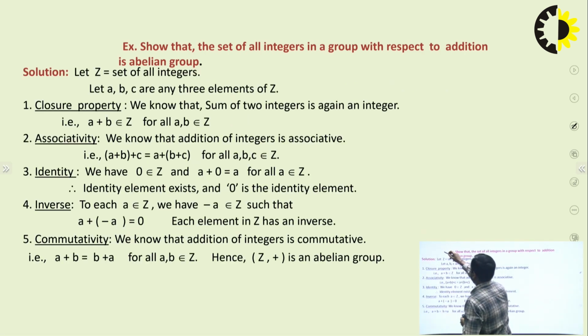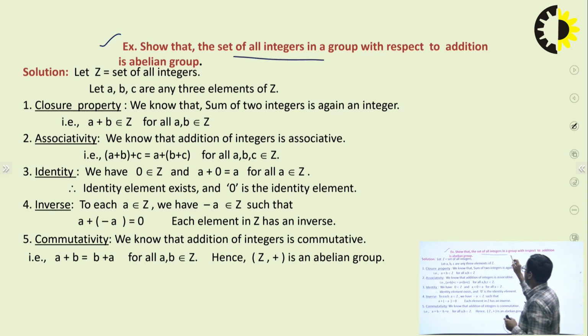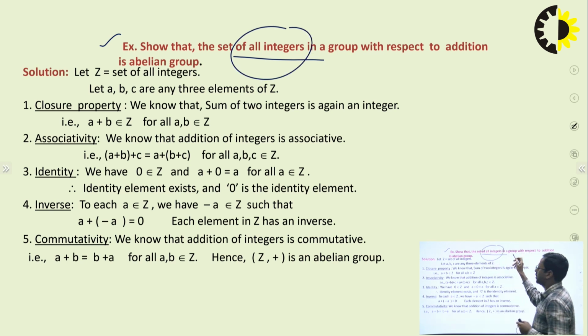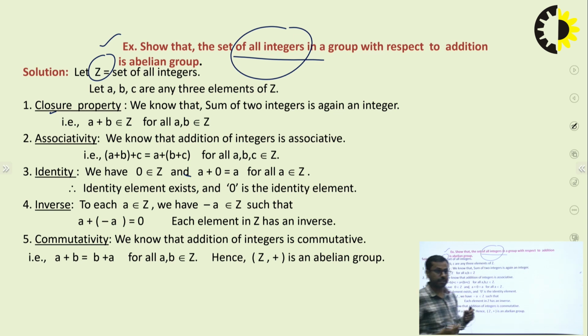Okay, this is a very important question: show that the set of all integers in a group with respect to addition is an abelian group. In such questions, the set of all integers is represented by the capital Z. If closure, associative, identity, inverse and commutative properties are all satisfied, then we can say that this is an abelian group. The first 4 properties make it a group, and the fifth one, the commutative law, makes it abelian. If all 5 properties are satisfied, it is called an abelian group.